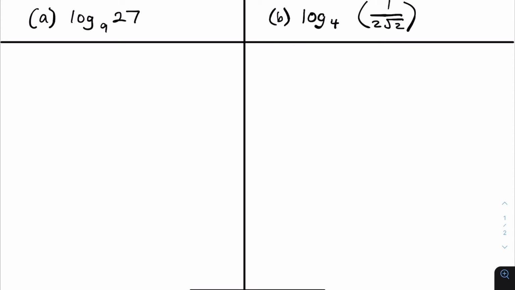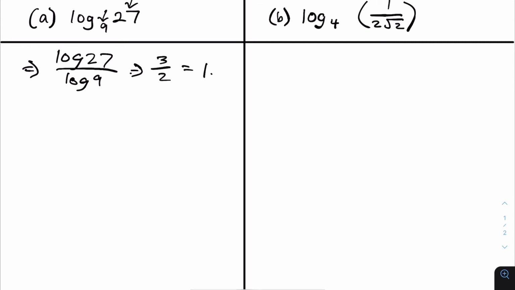So let's say this is a calculator paper. We can just use the change of base rule. Let's set our base to 10 and rewrite this as log 27 over log 9, because remember, this part always goes in the denominator and this part always goes in the numerator. Putting log 27 divided by log 9 into my calculator, it just gives us 3 over 2, which is equal to 1.5.